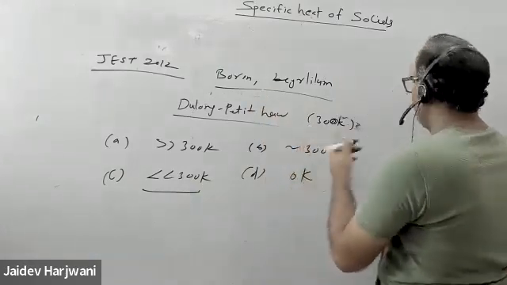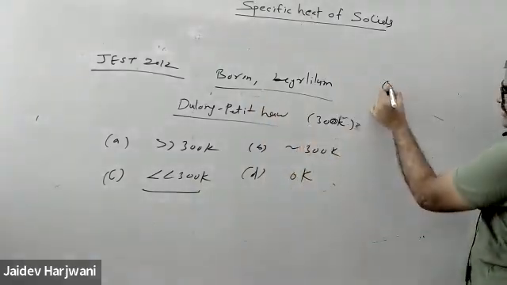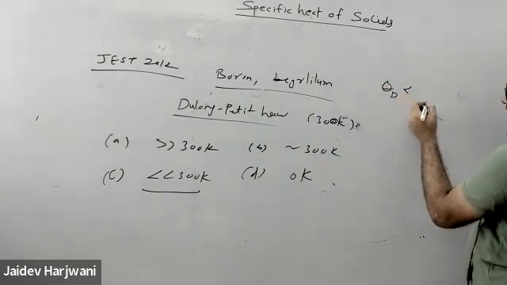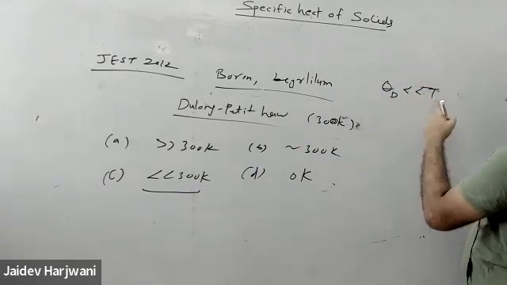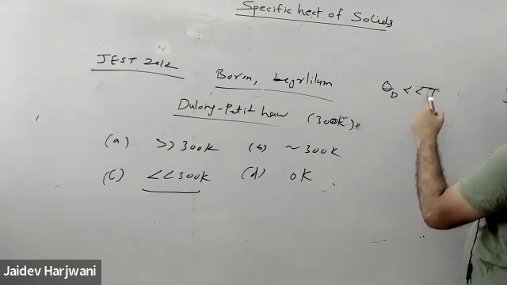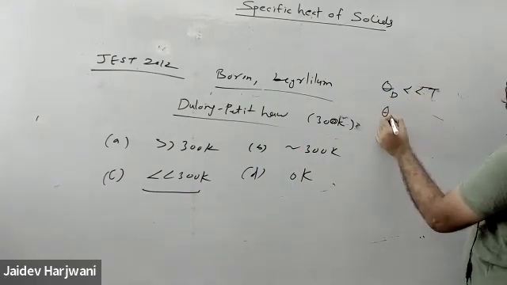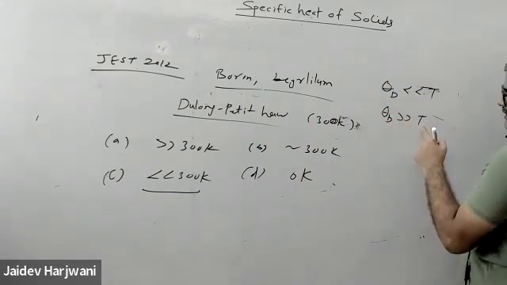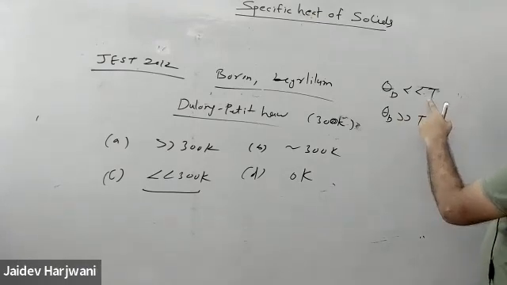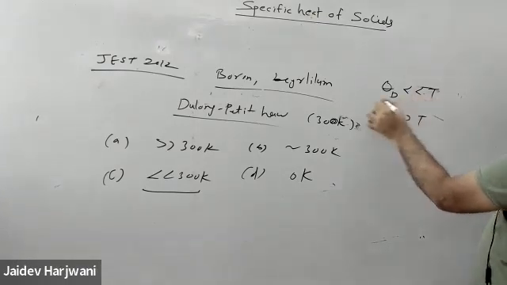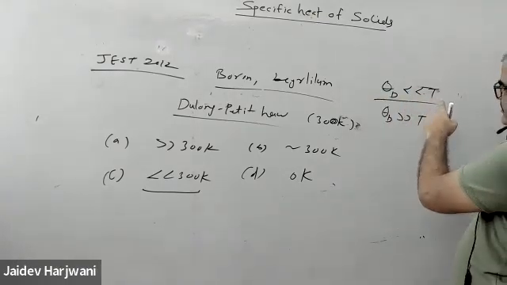Okay, see, this Debye temperature decides: if your theta d is less than temperature T, then this temperature is a higher temperature. Similarly, if theta d is greater than T, then this temperature is a lower temperature. So this is high temperature, and here the Dulong-Petit law will be satisfied.